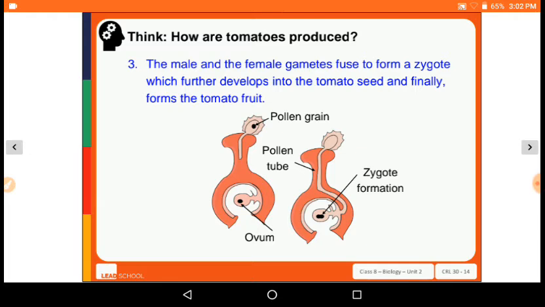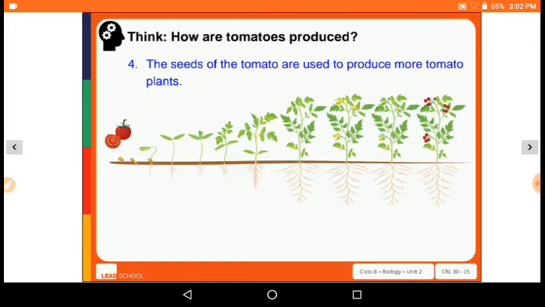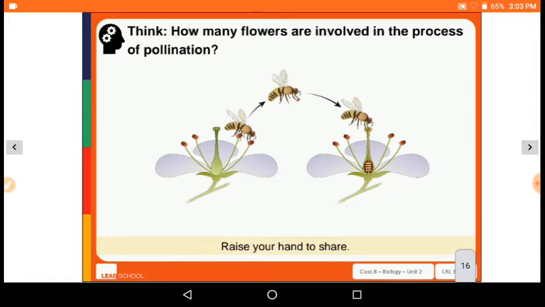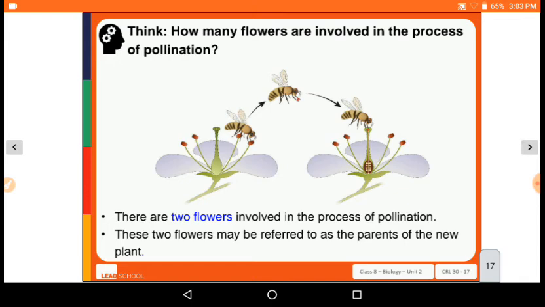So it is a sexual reproduction system. These seeds of the tomato are used to produce more tomato plants. How many flowers are involved in this process of pollination? There are two flowers involved in the process of pollination. These two flowers may be referred to as the parents of the new plant.